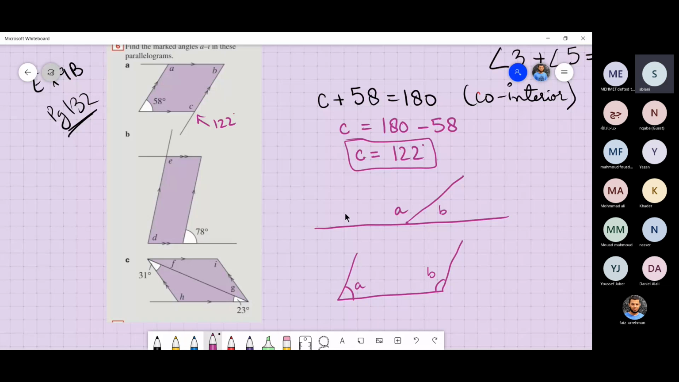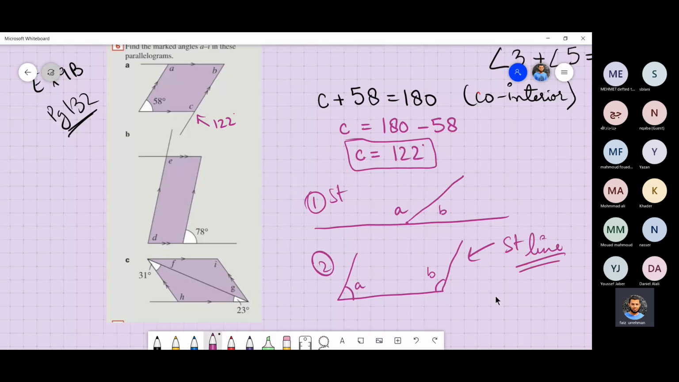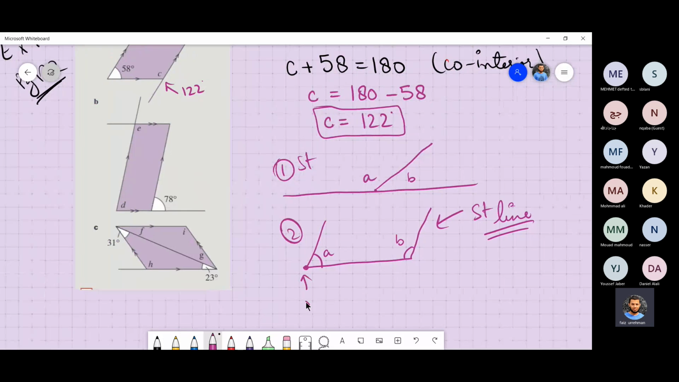The first one is a straight line. Can you call the second one a straight line? No, sir, because angle A has vertex here. You know what is vertex? The point at which the angle is formed. So how many vertex are there in the second diagram? 2 separate vertex are there. When 2 vertex are there, you cannot use straight line property. You can use straight line property only in one vertex case.